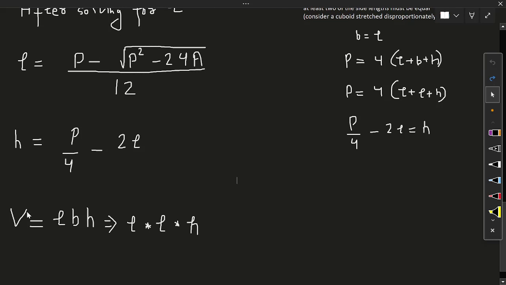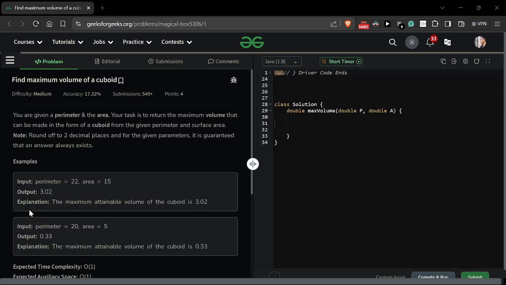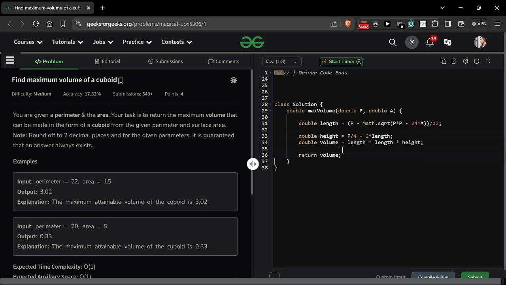So let's jump into the code. This is our L as you can see. Then we have H, the height, and then the volume. So we will return the volume. Its time complexity is constant and space complexity is constant.